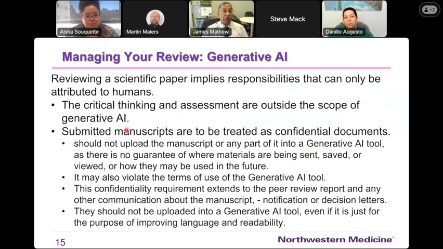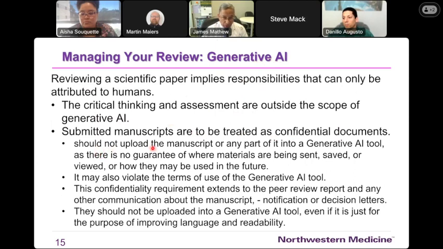Now, this is a recent phenomenon: managing your review and the use of generative artificial intelligence. Reviewing a scientific paper implies responsibilities that can be done only by humans. The critical thinking and assessment are outside of the scope of generative AI. Submitted manuscripts should be treated as confidential with regard to AI.